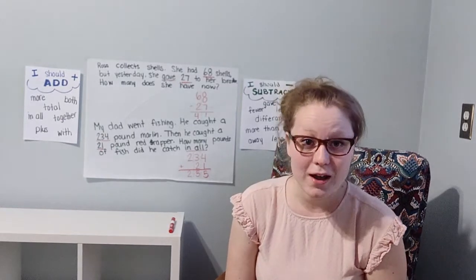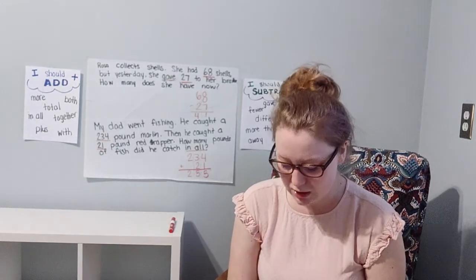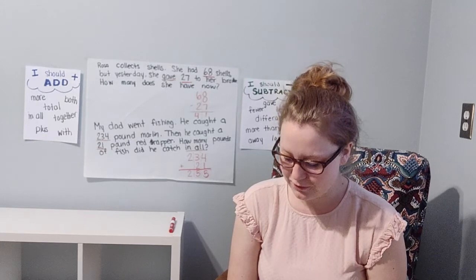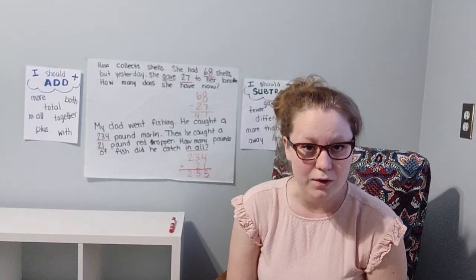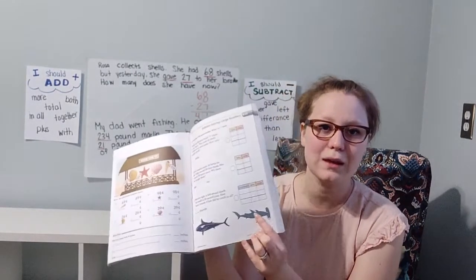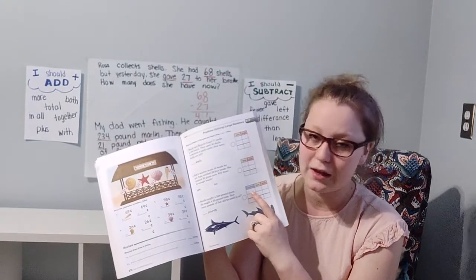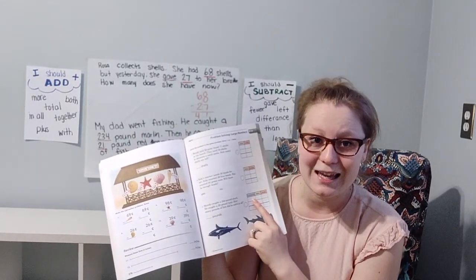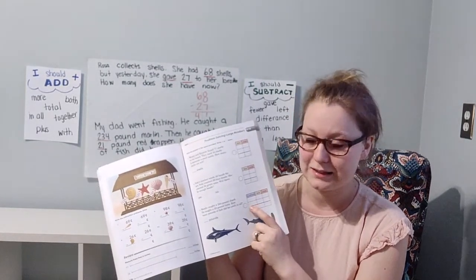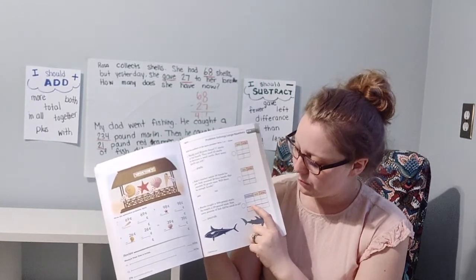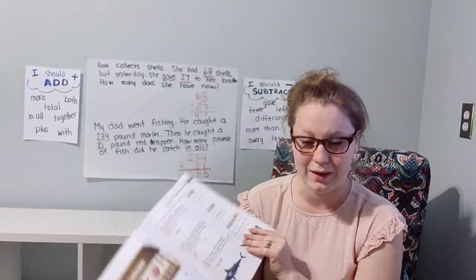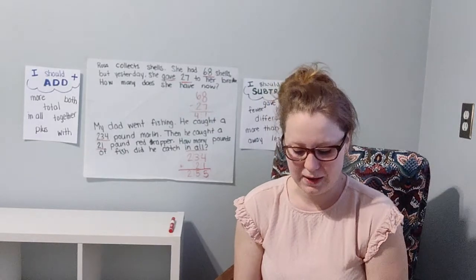Mando caught a 244-pound shark. He caught a 20-pound tuna. How many pounds of fish did he catch in all? When you are writing the numbers for this question, make sure that you put your hundreds into the hundreds spot. But if the second number is not in the hundreds, that you keep the hundreds box free. You don't write anything there. You just write your number in the tens and the ones. Then you can turn the page.